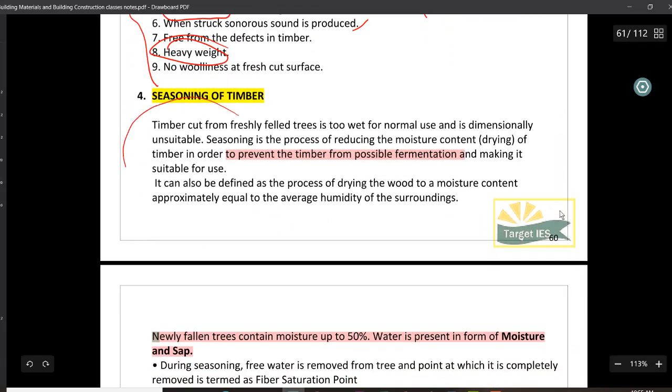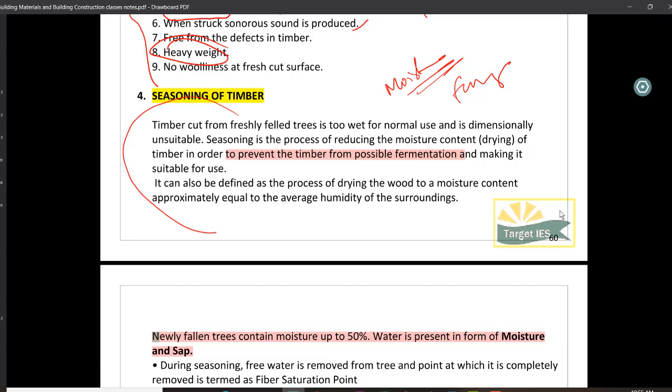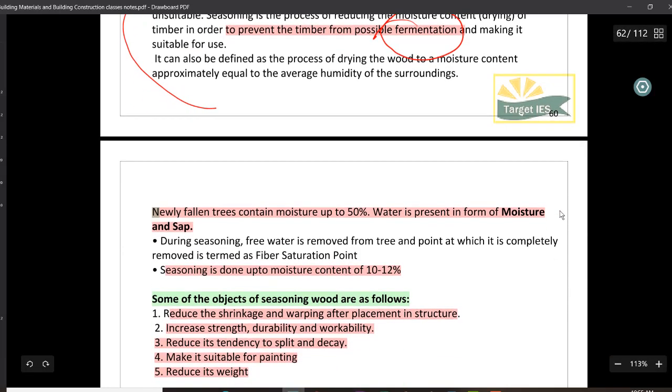Now let us see seasoning of timber. See, the moisture content of timber is bad, because if you have more moisture content there is more chance of fungus attacking it, right? So fungi can come and attack it if it is having a lot of moisture. Okay, so possible fermentation is there, therefore what you have to do, you have to do seasoning. Seasoning means moisture content को reduce करना है, so we are heating it or drying it. Okay, so obviously what is the concept behind it, why we have to do it.